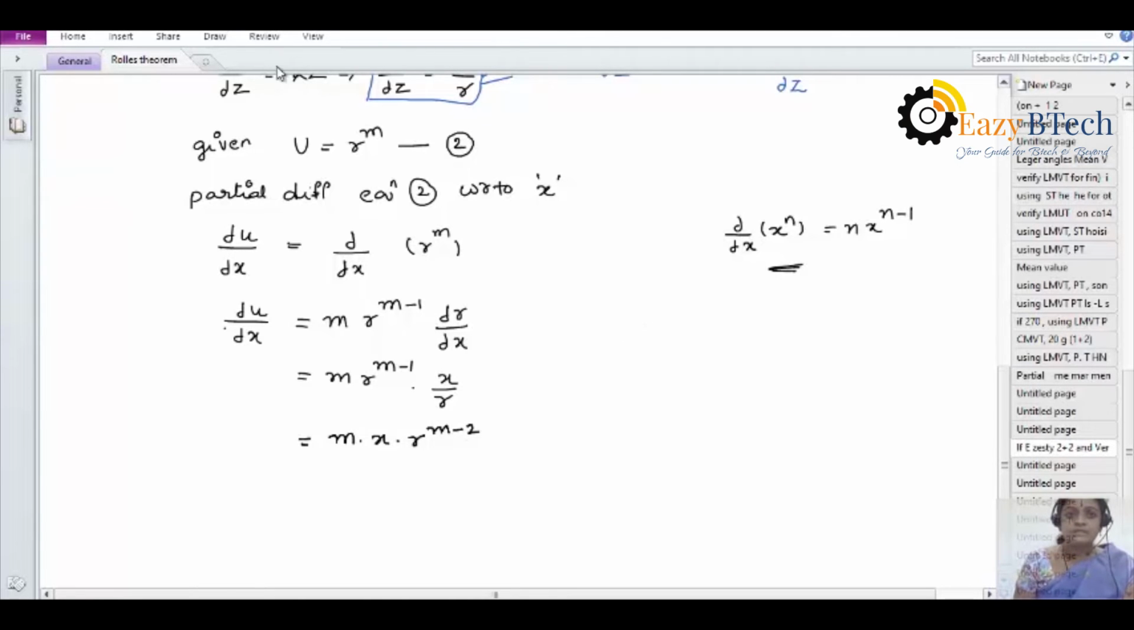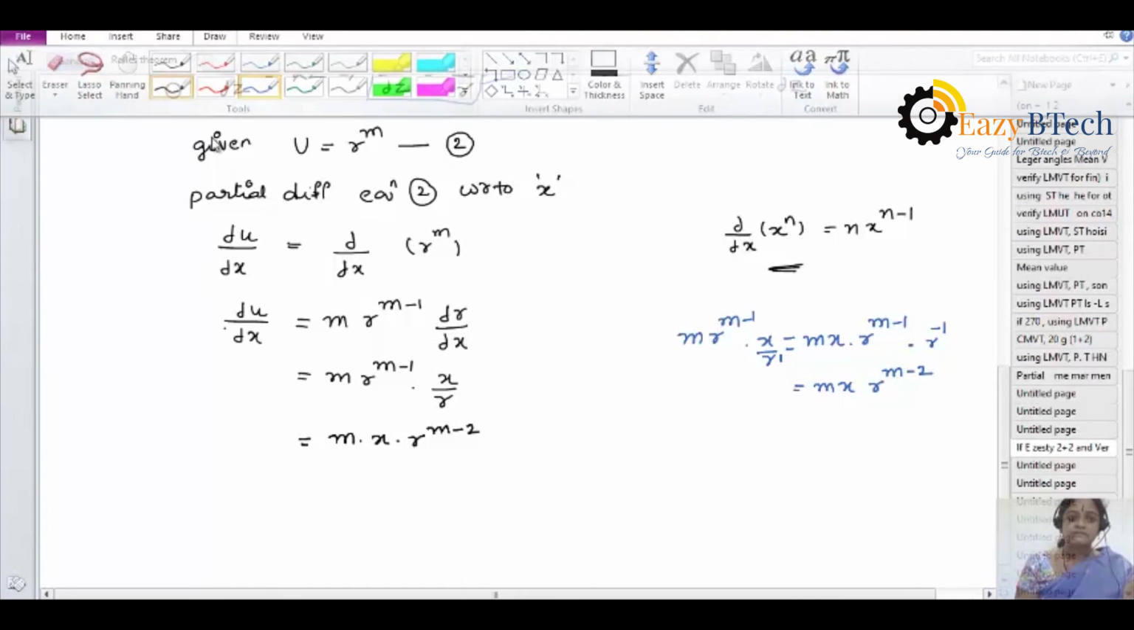So let me give the explanation about this value. See, what is this value, students? m into r power m minus 1 into x by r. So m into x into r power m minus 1. Denominator value is r and r power is 1 only. So if r comes to the numerator, the power value becomes negative. I am writing this here, r power minus 1. So m x r power m minus 2. That value only I wrote here.